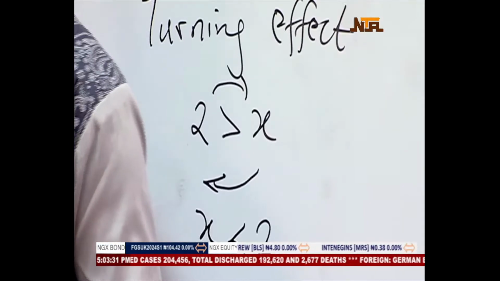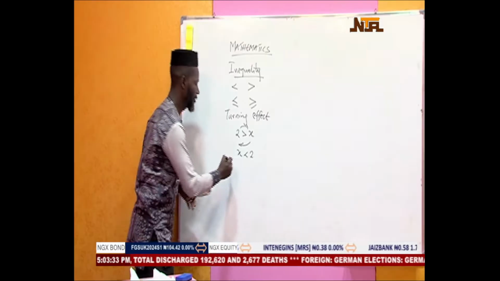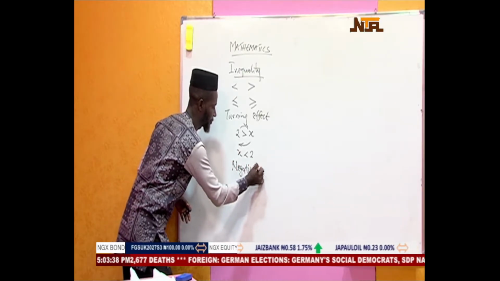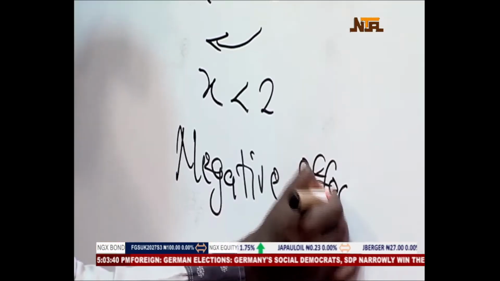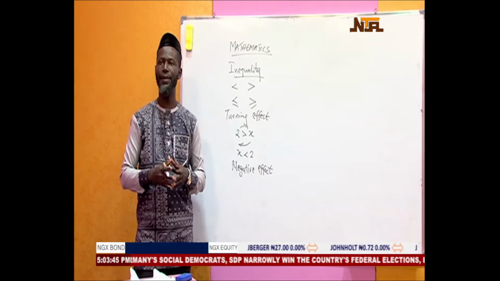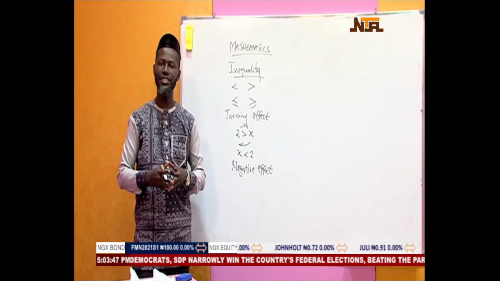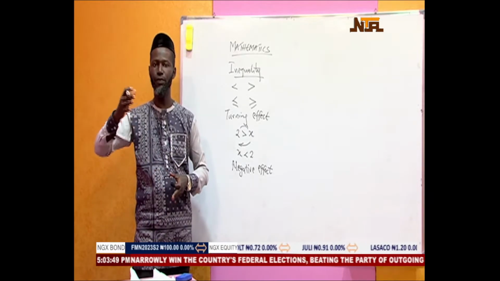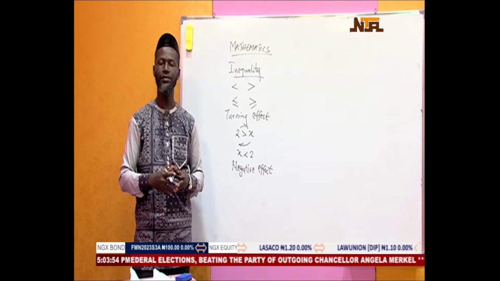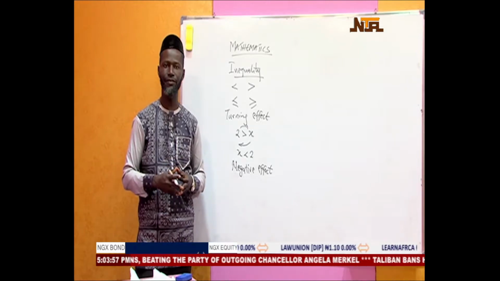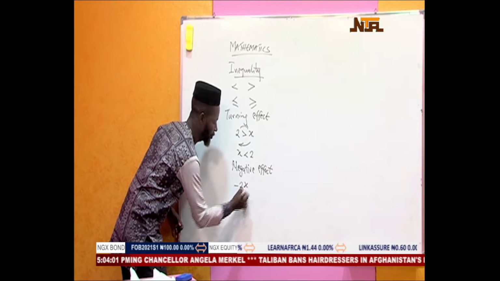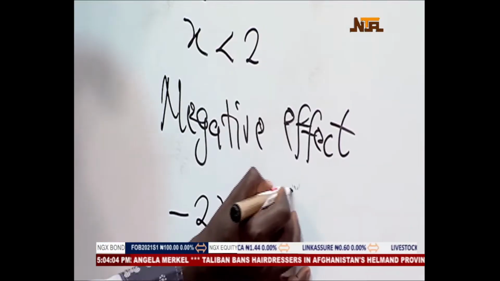And the second one is negative event. Negative event simply means dividing both sides by a negative, irrespective of whatever you are given as right hand side and left hand side. In as much as you divide both sides by a negative, your inequality sign will be affected. For example, let's say we are given -2x less than or equal to 6.